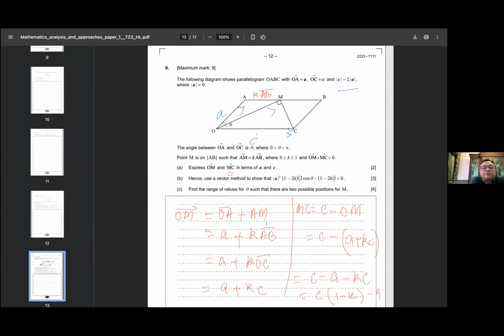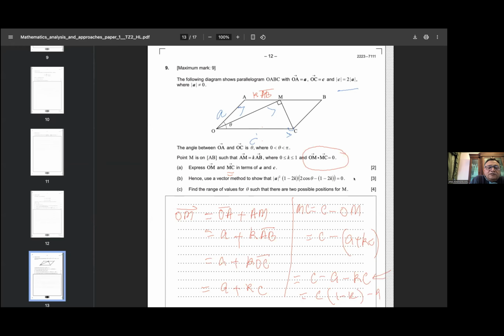Now what do we want? Hence use the vector method to show that magnitude a squared times this is equal to 0. The cos theta means they're trying to find the dot product, otherwise you will not get this cos theta term, right? So use the vector method, not the cosine law, to show that. We just found the two vectors, OM and MC, and they are at right angle, so we can use the property OM dot MC is 0. OM is a plus kc, and MC is c minus a minus kc. We could use the other form, but I think this is easier to use.